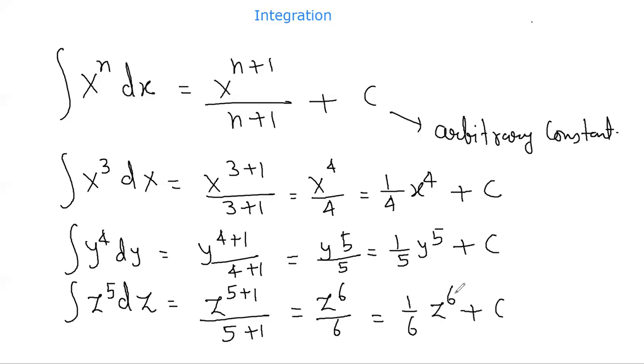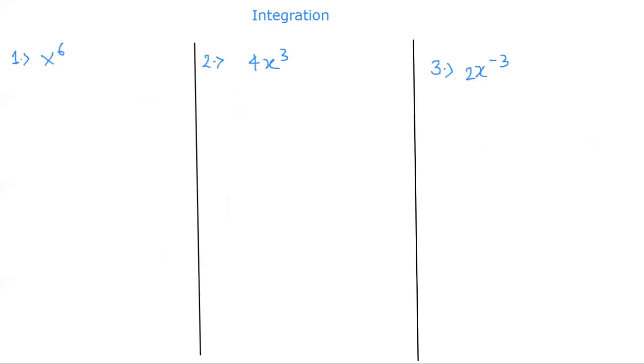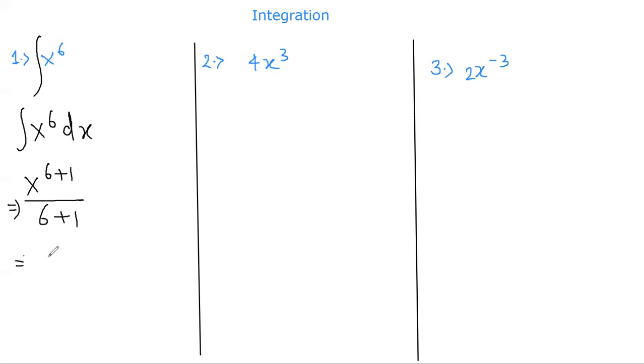Now let's solve some questions on that. Suppose we have to do the integration of x to the power 6. We can write the integration of x to the power 6 dx here, because the variable is x. So that integration is x to the power 6 plus 1 divided by 6 plus 1, which implies x to the power 7 over 7, which we can write as 1 over 7 x to the power 7 plus c.